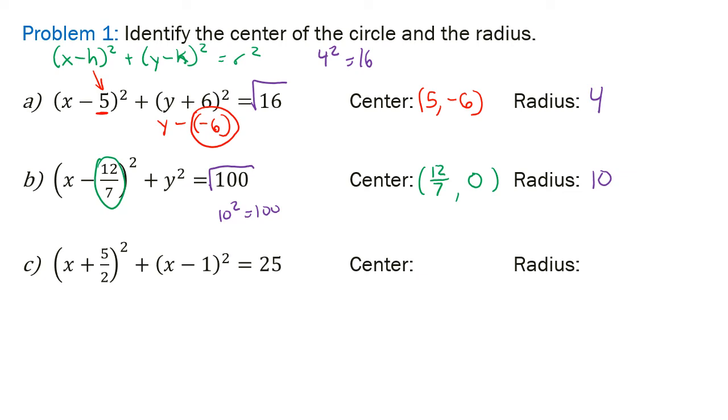And then question C, same idea. We have x plus 5 over 2. Since that's a plus, we're going to have a minus 5 over 2. And this should be a y minus 1 squared, so that's just going to be a positive 1. So our center is negative 5 over 2, comma 1. For our radius, once again, we can just square root 25 and we get 5. And so we have our radius.